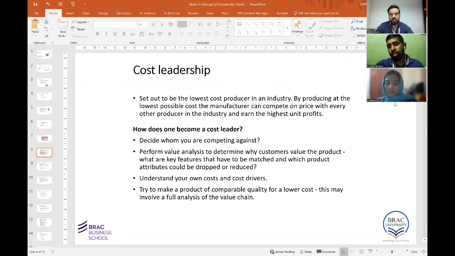Thank you so much. Yes, so see, this is what the cost leadership strategy is: first you need to decide whom you are competing against, then perform a value analysis to determine why customers value the product, what the key features are that have to be matched, and which product attributes could be dropped or reduced. Understand your own cost and cost drivers, and then finally try to make a product of comparable quality for a lower cost. This may involve a full analysis of the value chain.